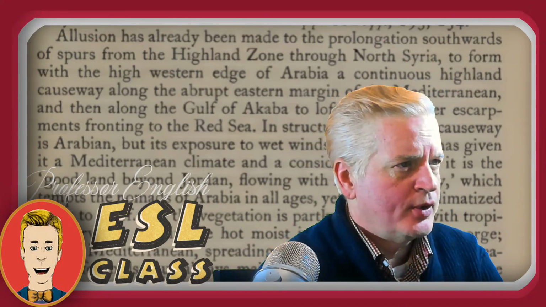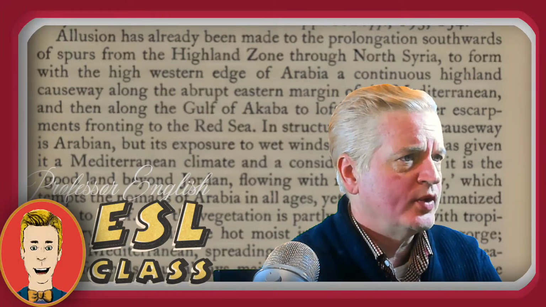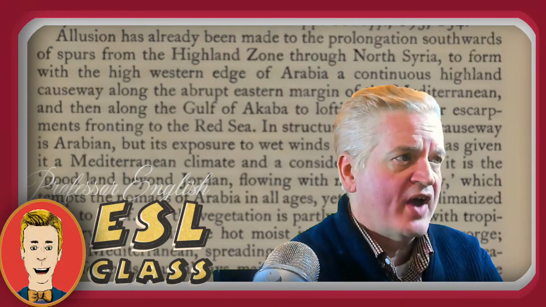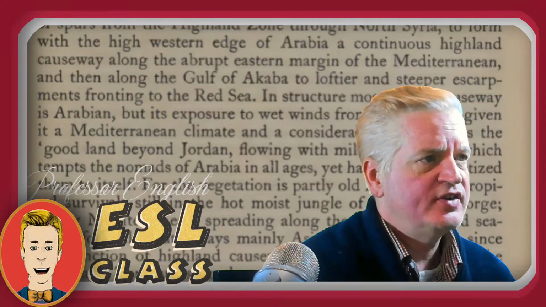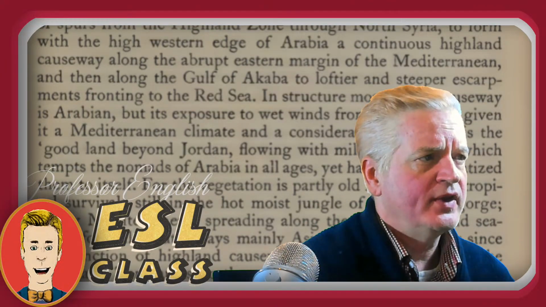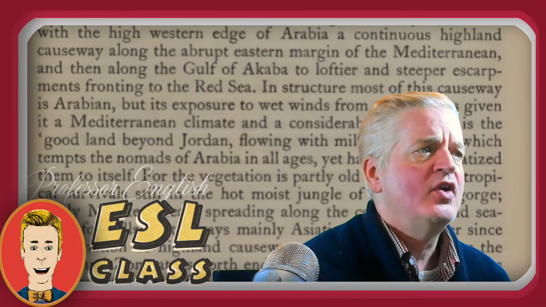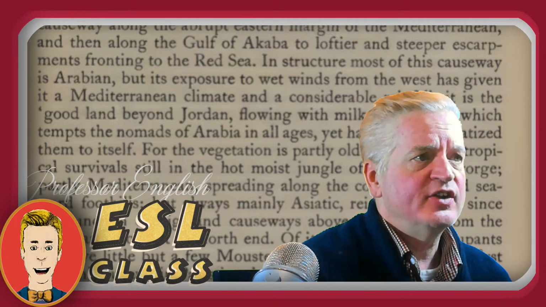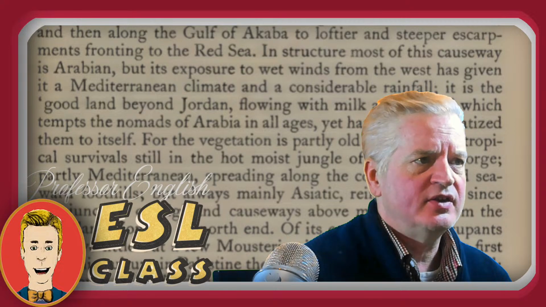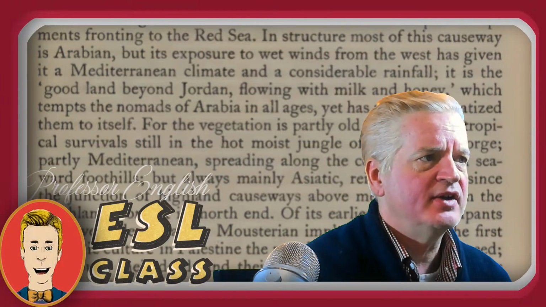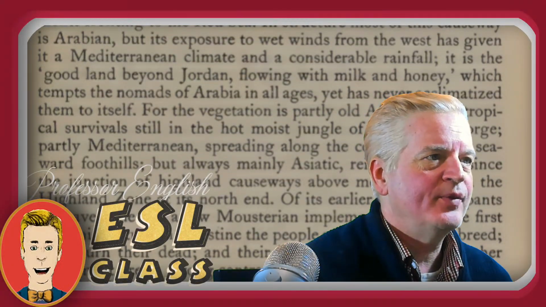Allusion has already been made to the prolongation southwards of spurs from the highland zone through North Syria to form, with the high western edge of Arabia, a continuous highland causeway along the abrupt eastern margin of the Mediterranean and then along the Gulf of Aqaba to loftier and steeper escarpments fronting the Red Sea. In structure, most of this causeway is Arabian, but its exposure to wet winds from the west has given it a Mediterranean climate and a considerable rainfall. It is the good land beyond Jordan, flowing with milk and honey.